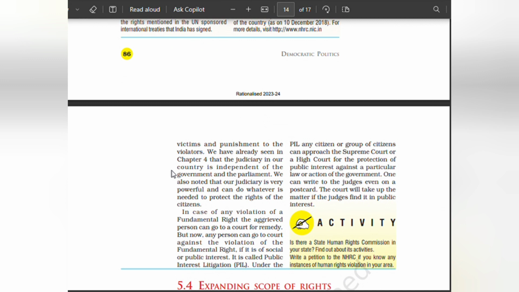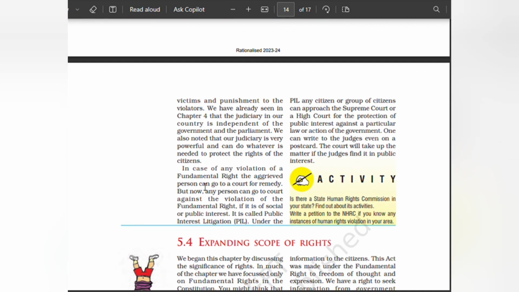The judiciary in our country is independent of the government and the parliament. We also noted that our judiciary is very powerful and can do whatever is needed to protect the rights of the citizen. In case of any violation of a fundamental right, the aggrieved person can go to a court for remedy. But now, any person can go to a court against a violation of a fundamental right if it is a social or public interest. It is called public interest litigation.